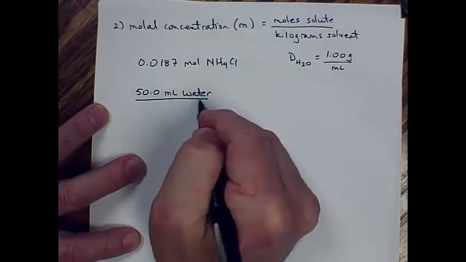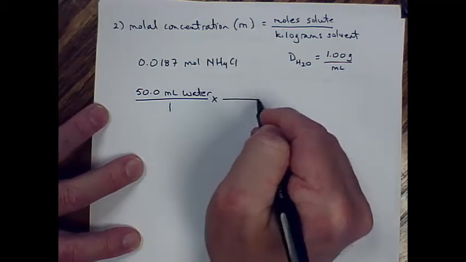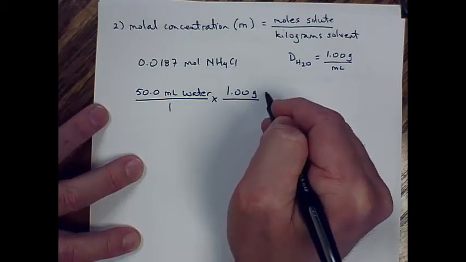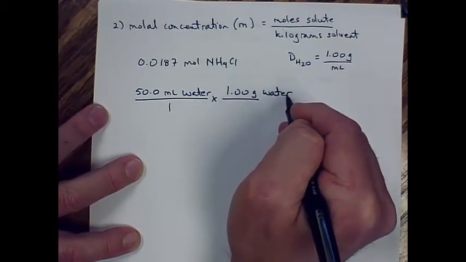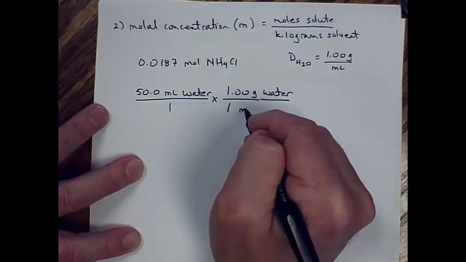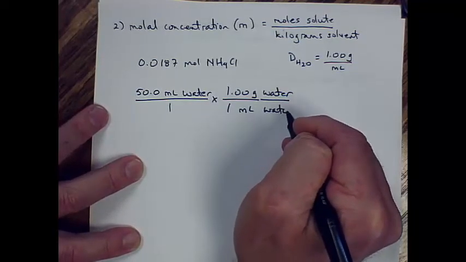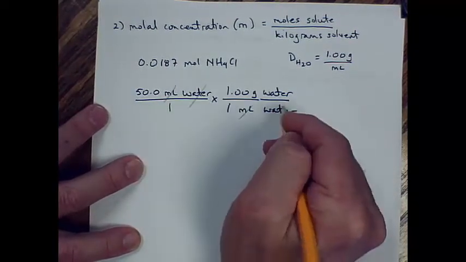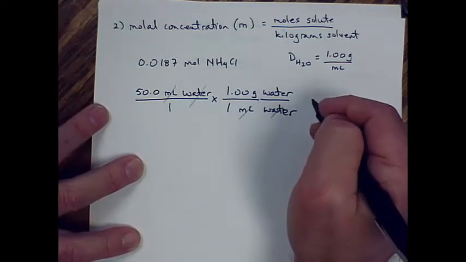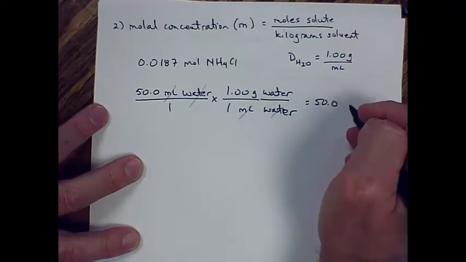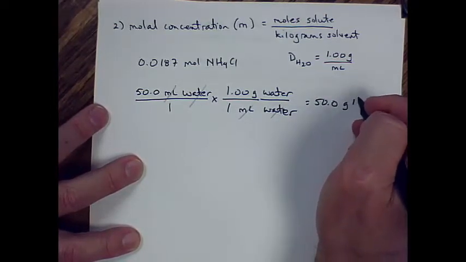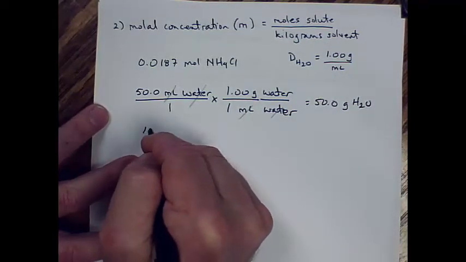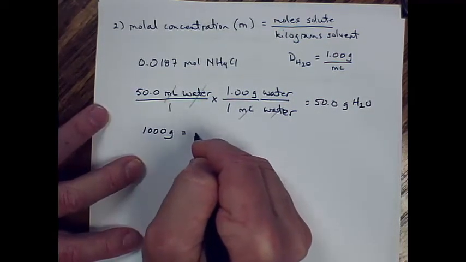So we can convert this into grams, putting that over 1. We're going to put 1.00 grams of water over 1 milliliter of water. Milliliters cancel, water cancels, and we have 50.0 grams of water. Let me just write that as H2O. Still got to convert it to kilograms. There are 1,000 grams in 1 kilogram.